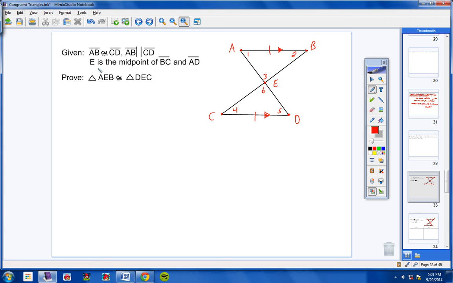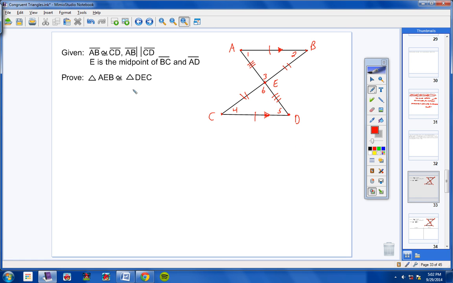Now, E is the midpoint of BC. So here's BC right here. If E is in the middle, which it is, then I know that this segment here is congruent to this segment here. And it also says that E is the midpoint of AD. So if E is right in the middle of this segment right here, then I know that this segment here is congruent to this segment here. So hopefully you see what I did there. I pick up my given and I put it onto the picture.